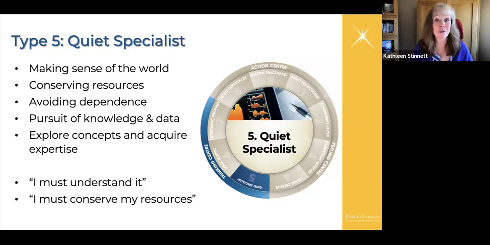Our 5s also like conserving their resources. They wake up in the morning and say, gosh, I only have so many resources and so much energy, and I've got to be really protective of that, because things feel draining when the world comes in and tries to get access to our 5s.